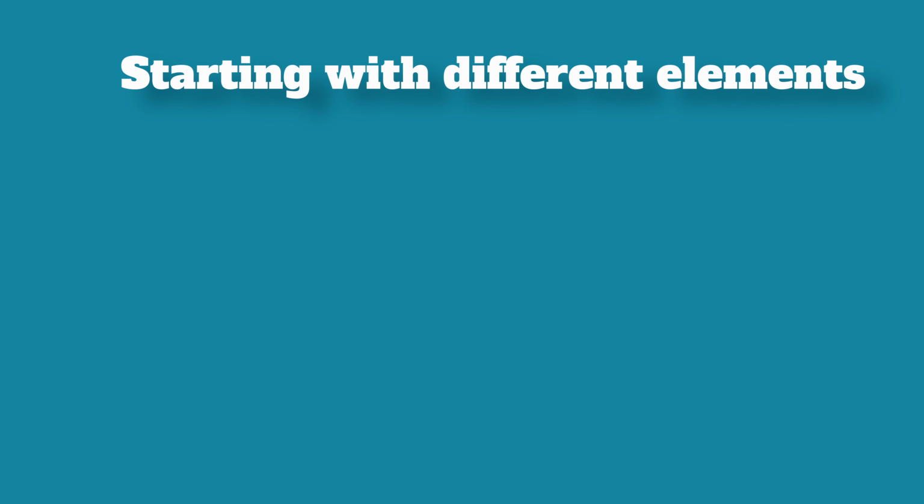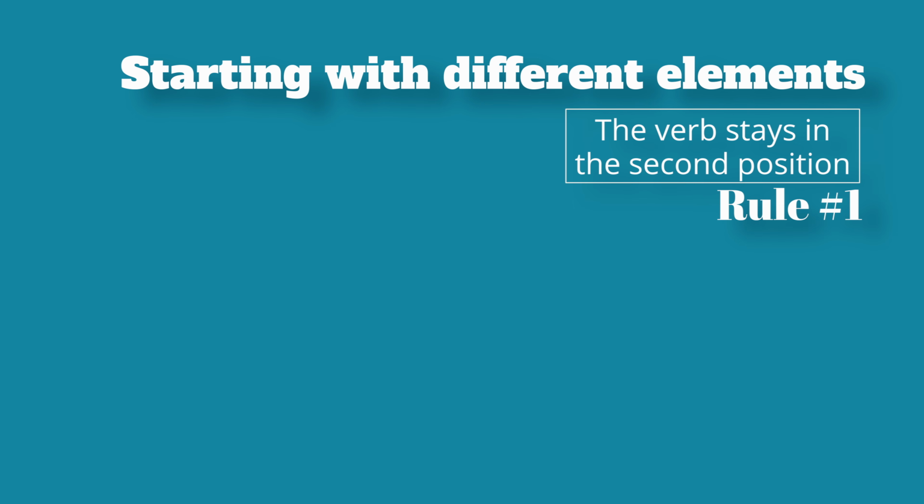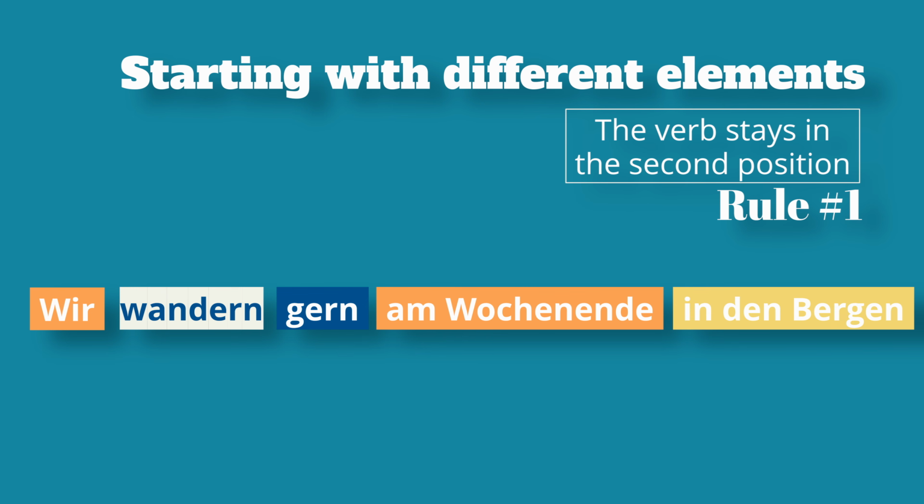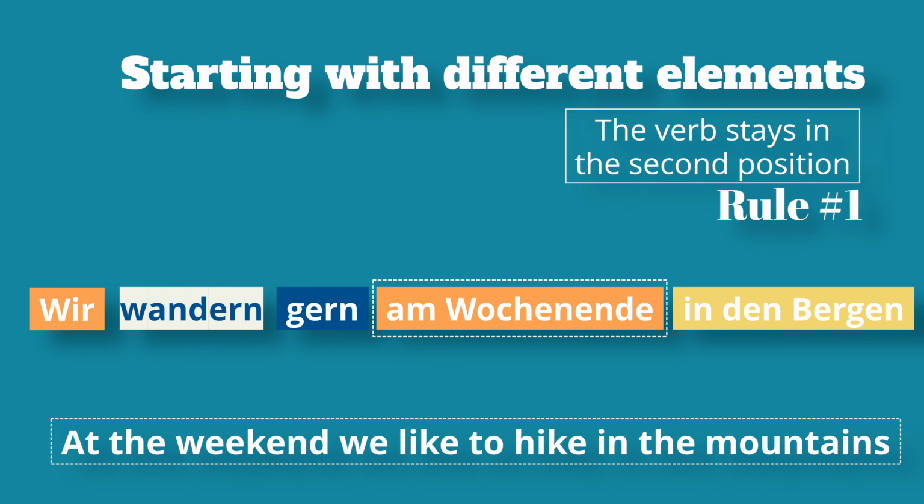But often we don't want to start off with a subject. Sometimes, and we do this in English too, we want to start off with a time phrase. And this is where we need to remember our first rule, that the verb stays in the second position. Here's what we do. Starting with our sentence, wir wandern gern am Wochenende in den Bergen, let's move the time phrase, this one, into the first position so that we're saying at the weekend we like to hike in the mountains, which maybe sounds a bit more natural.